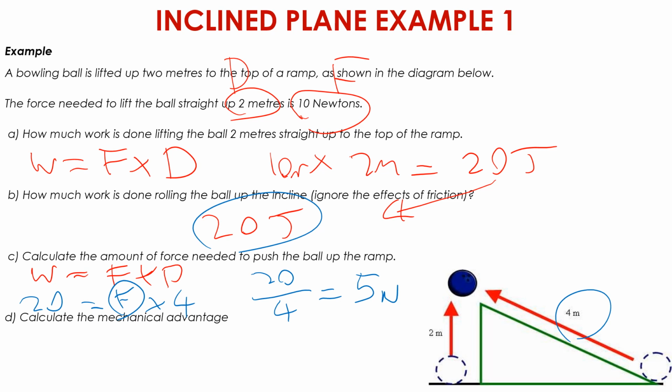Now, to work out our MA, we can do it two ways. We can do our length of our ramp divided by the height, which equals 4 meters in length over the height of the ramp is 2 meters, which gives us an MA of 2 times.